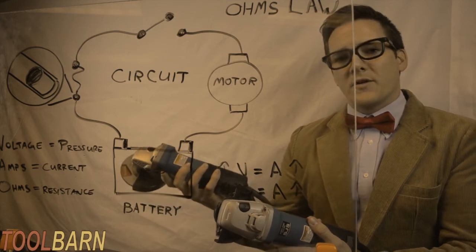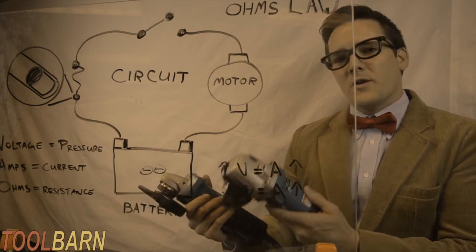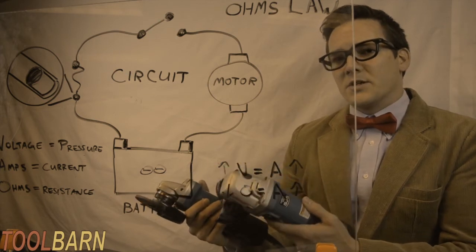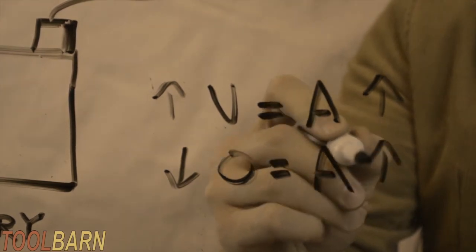This one being a 7.5 amp and this one being a 12 amp. That means that the one with the 12 amp, although having the same amount of voltage, is actually going to have more current, then it'll lower the resistance and give your motor more power.